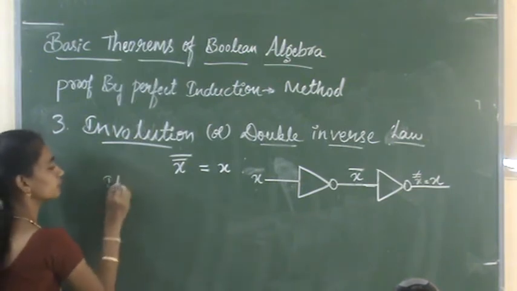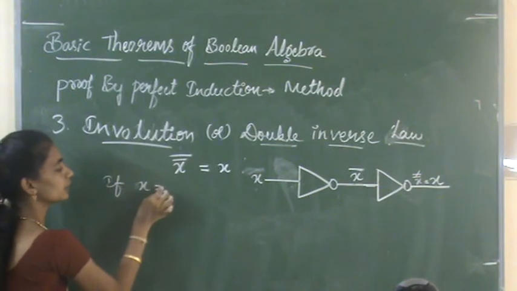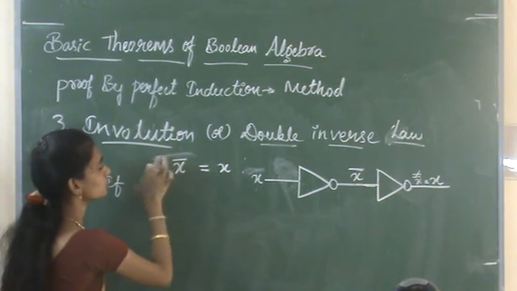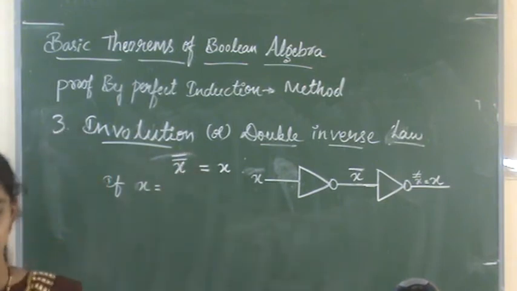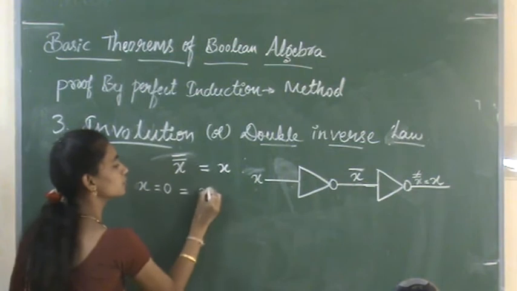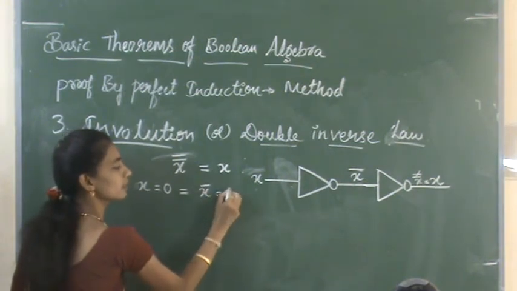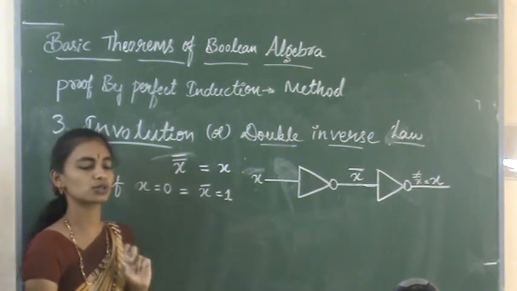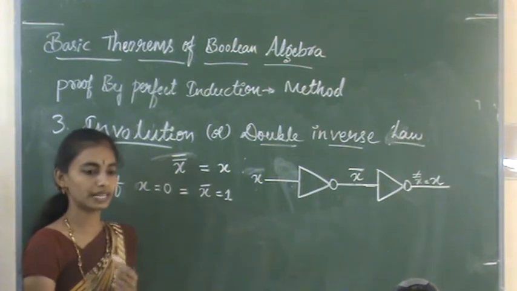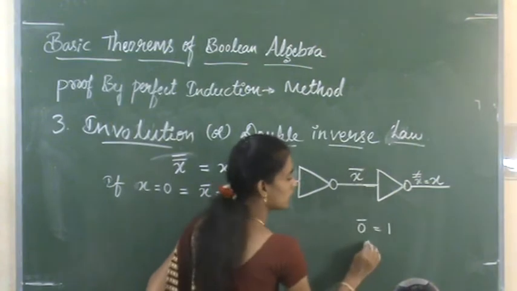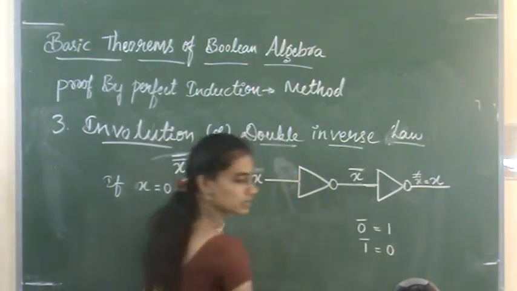If I provide the x value as 0, what will be the x bar value? X bar is 1, right? I told basic postulates. In basic postulates we have the complementary rule, right? In that rule we studied that 0 complement is equal to 1 and 1 complement is equal to 0, right?